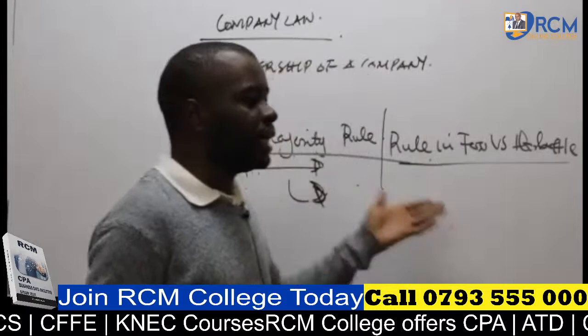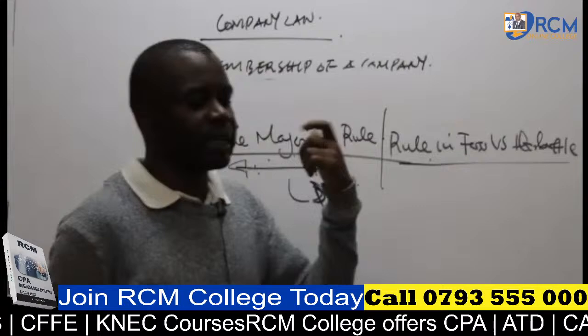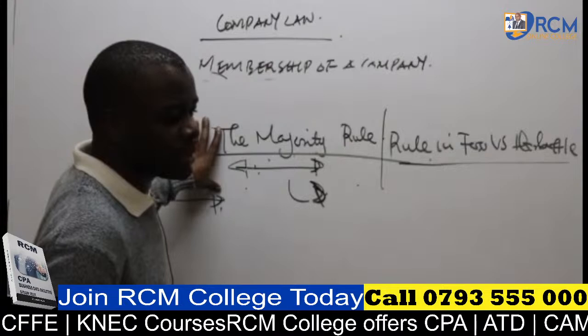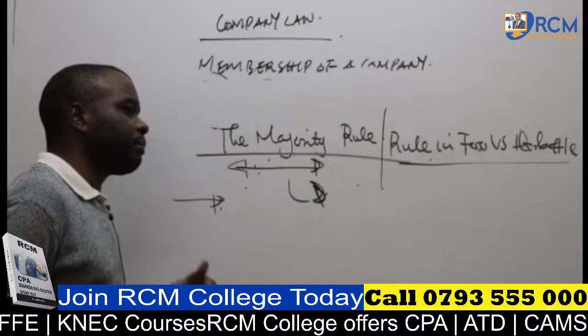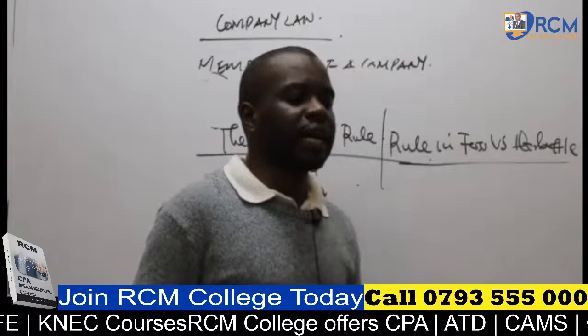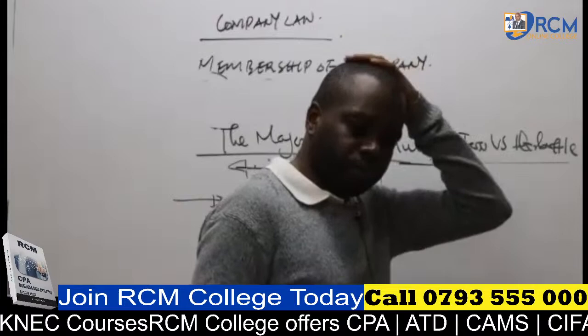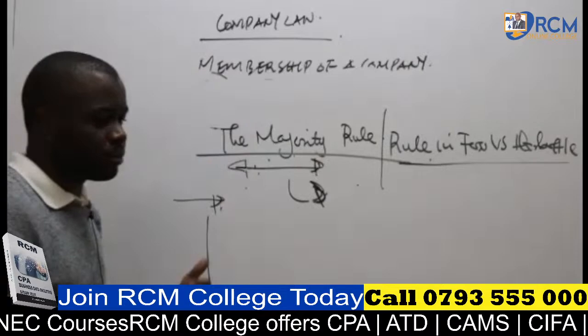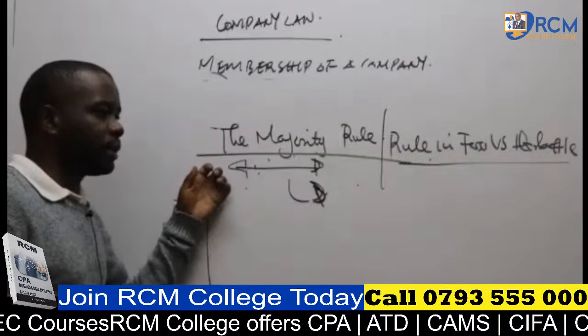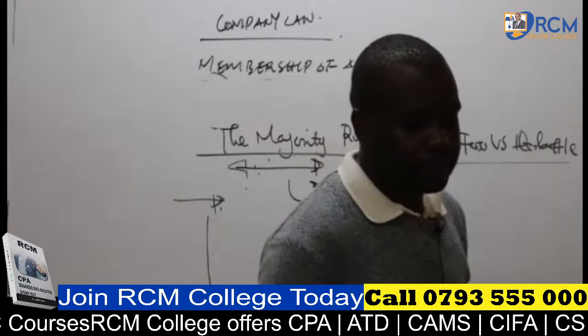The other key important thing that you must know, and we'll look at it next time, are the exceptions to the majority rule. Under what circumstances can the decision of the majority not stand and be overturned maybe by the minority? So we look at the exceptions to the majority rule in our next class. And probably we'll wind up this topic next time and start the next topic. But before we look at another topic, probably we look at some questions on membership of a company, so that you see how they have tested on membership of a company in past papers.